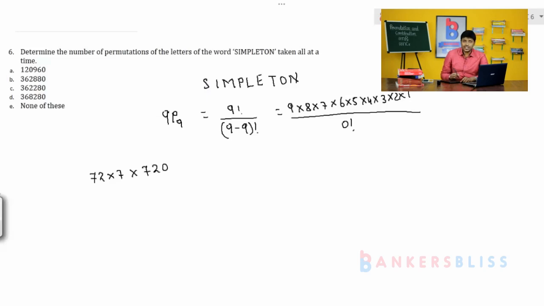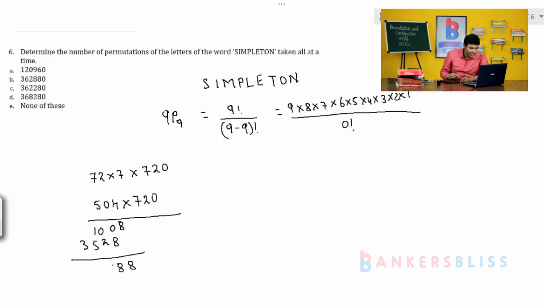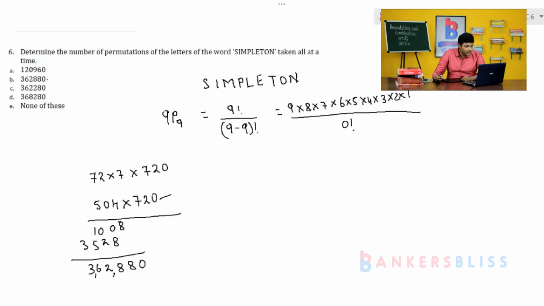So now how do you simplify? 7 2s are 14, 1 carry over, 7 7s are 49 plus 1 is 50. 504 into 720. Again see here, 2 4s are 8, 2 5s are 10. Next 7 4s are 28, 7 5s are 35. So altogether how much are you going to get? 8, 8, 2, 6, 3. In the end you have to write 0. This 0 you have to write. So how much did you get?